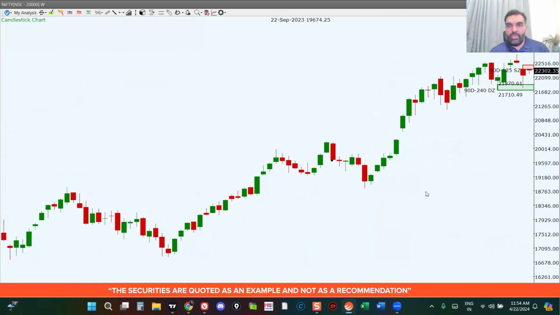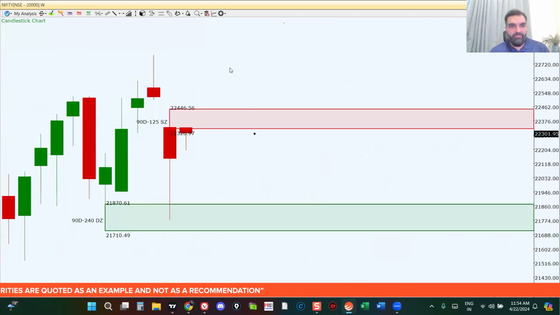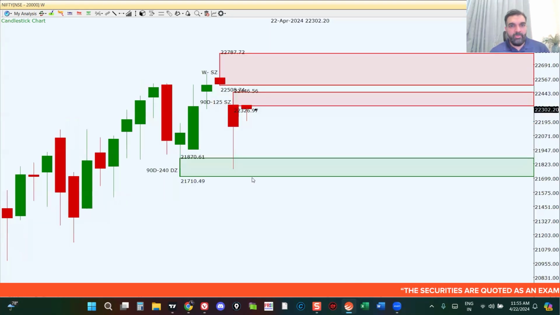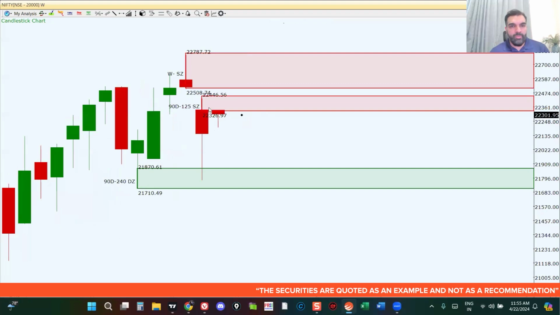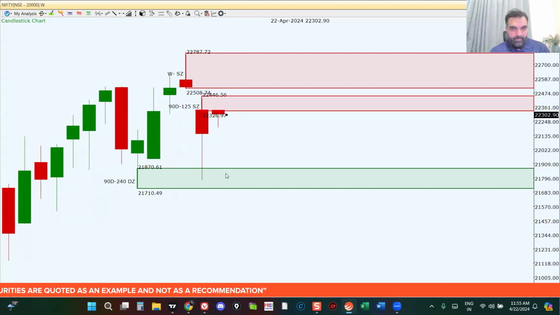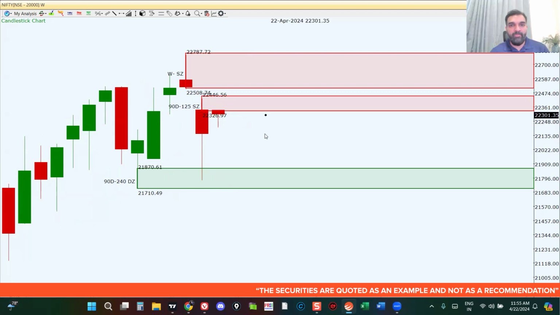If you go on to the weekly chart, we do have this area of supply here, which is the gap. After the news and the war situation, we had this market gapping down on the weekend. Markets are resuming their trend to the upside, but we just need to be a little bit aware about this 22,500 level since it's a weekly level.